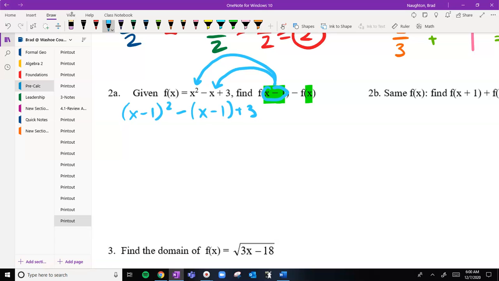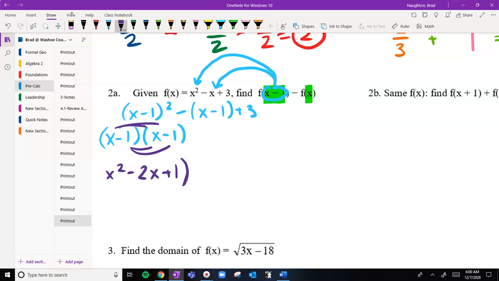So when I have a parenthesis squared, that's going to be x minus 1 times x minus 1. Then we're going to do a little FOIL. First, outside, inside, last. Boom, boom, boom, boom. And I'm going to get x squared minus 2x plus 1.